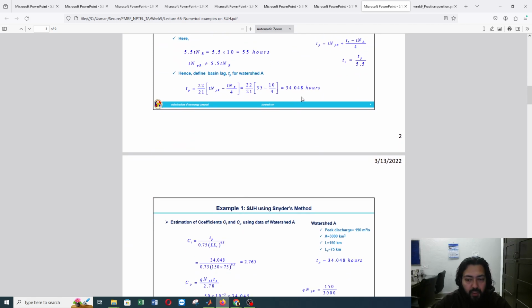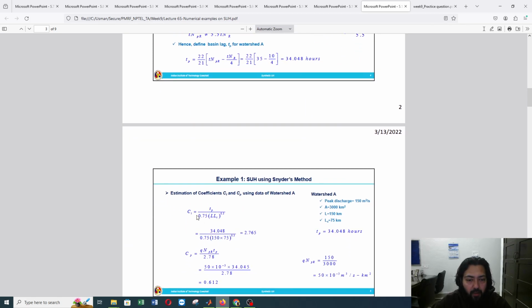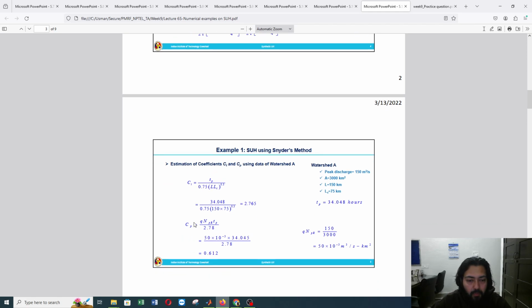Now using this TP, we can calculate the value of two coefficients, that is CT and CP. So we know this equation, we can calculate the value of CT, and also by using this equation of CP, we can calculate the value of coefficient CP. Here we need to calculate the parameter, that is discharge per unit area. So we have calculated that value, discharge per unit area, and we substitute it here, and we got the value of CP. So this is the value of CP and CT that will be the same for both the catchments, right?